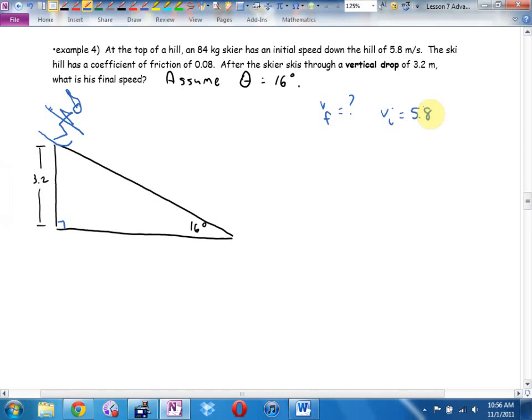Well, yeah. If I redraw this triangle with a 3.2 and a 16 and an X, how far along the slope does this person go? How can I solve that? Can I? Yep. Opposite, hypotenuse, which trig function? Now this time I'm finding the hypotenuse, which means I better write this out. The sine of 16 equals 3.2 over x. I think x is going to be 3.2, when I cross multiply, divided by the sine of 16.